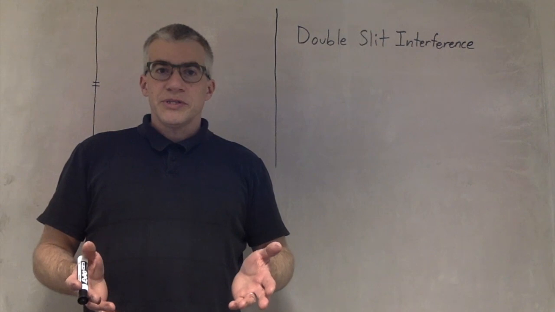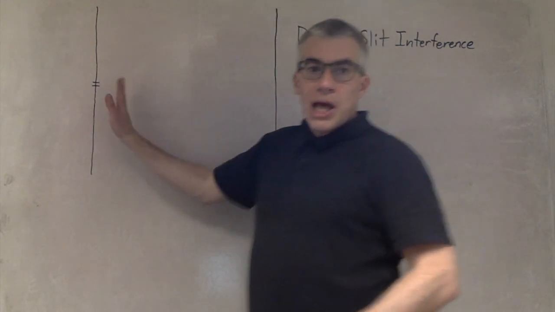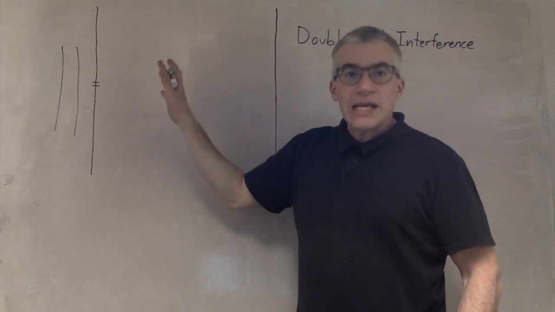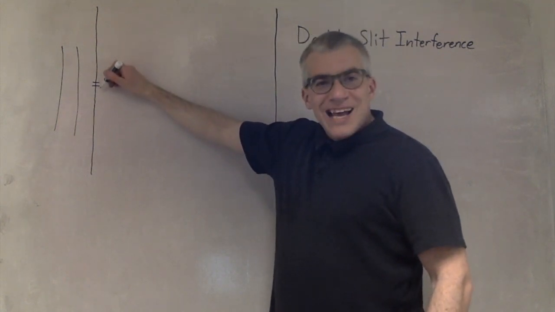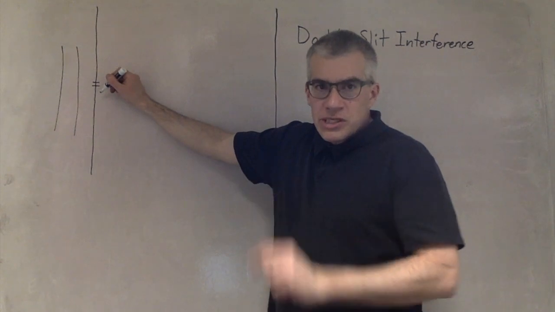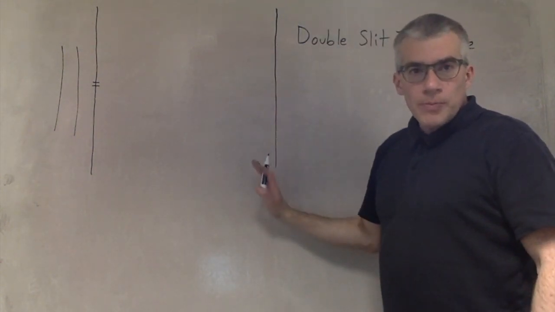Double slit interference. What's going on? We have a wall blocking a light source, making parallel waves of light. We have two tiny slits, like 1/10 of a millimeter apart, really close together. And then like a meter away or so, we have a wall.